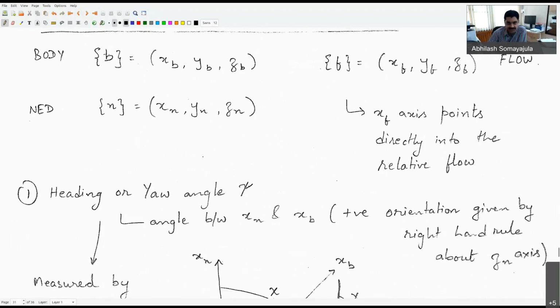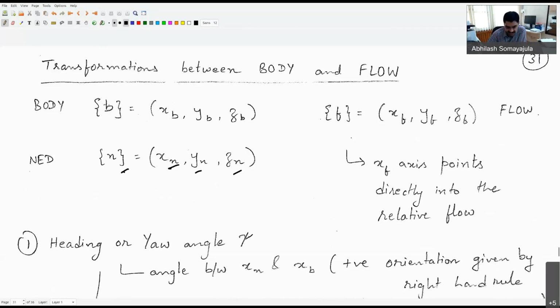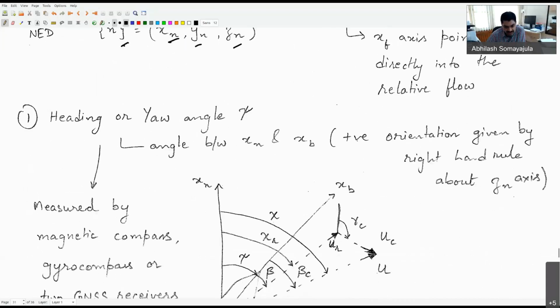Again, just for reference, I'm mentioning here again, the body fixed frame is B, with the X, Y, and Z axes denoted as XB, YB, and ZB. The NED frame is N, with XN, YN, and ZN as the coordinates. So now let's define a few quantities which we are generally always using when we are talking about maneuvering equations. So we'll define those quantities and see what they mean.